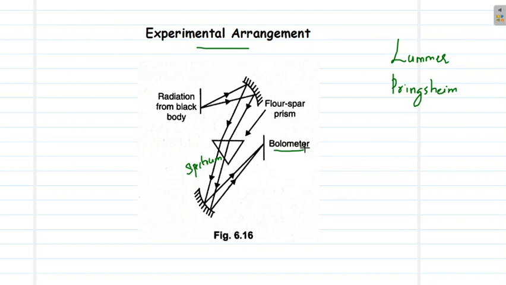onto a bolometer. This bolometer is connected to a galvanometer, and depending on the energy of each of the wavelength, the galvanometer will show indications. By rotating the prism, the energy corresponding to different wavelengths can be studied. So this was the experimental setup made by Lummer and Pringsheim to study blackbody radiations. And the results obtained by analyzing the blackbody radiations were very interesting.